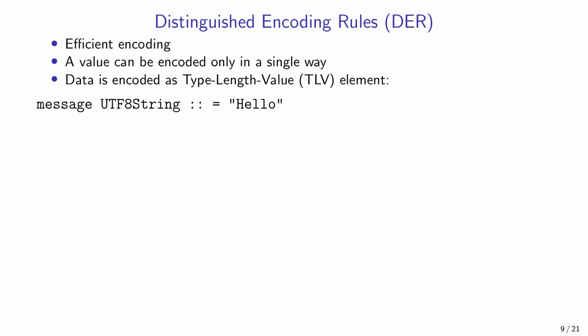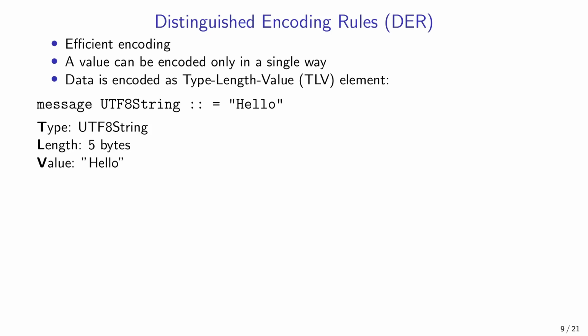Let's say that we have a field message which is of ASN1 type UTF-8 string, and it contains the value hello, as you see here. So how do we encode it using ASN1 DER encoding? What we have to do is to build a type length value, TLV, element by encoding type, length, and value. So the type here is UTF-8 string. The length here is 5 bytes because hello in UTF-8 encoding consumes 5 bytes. And the value is hello.